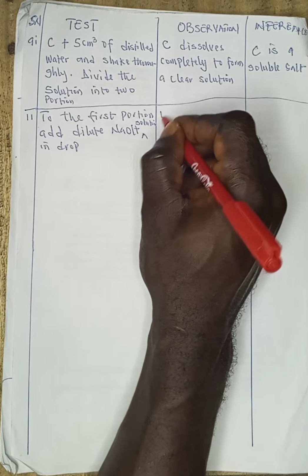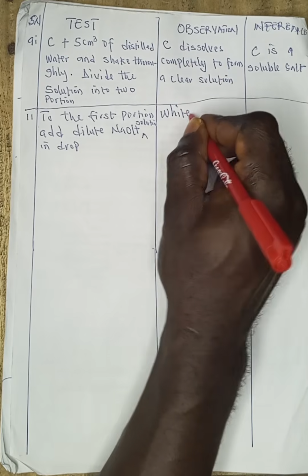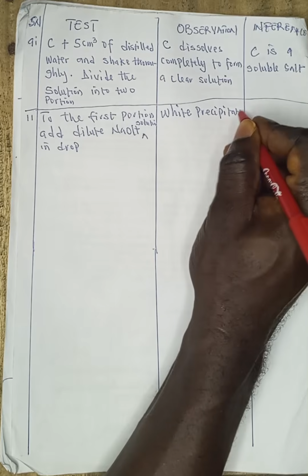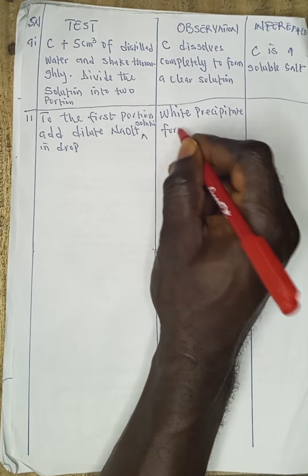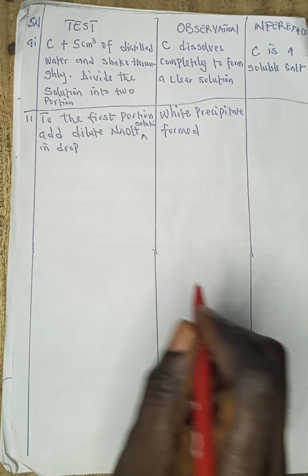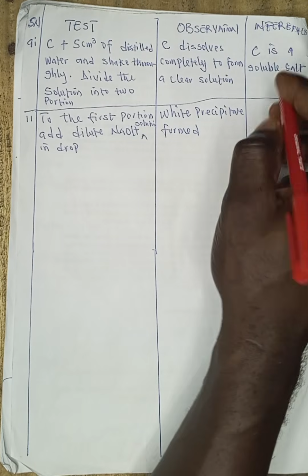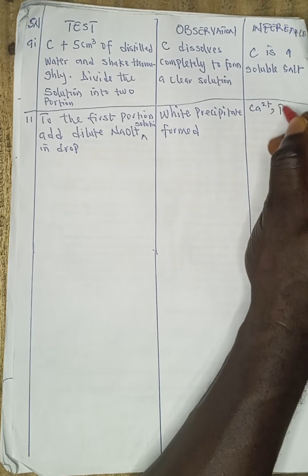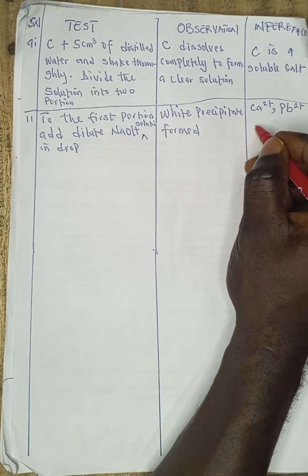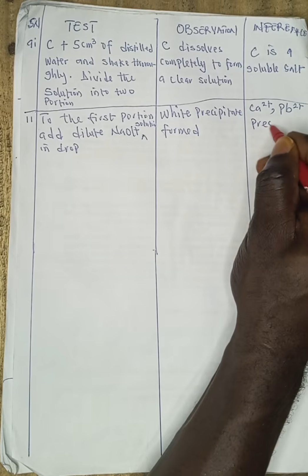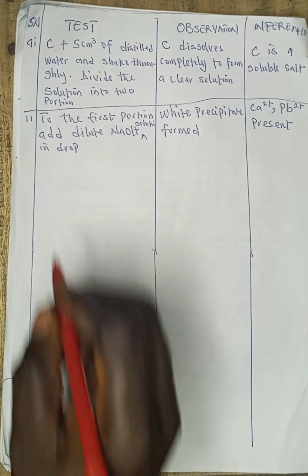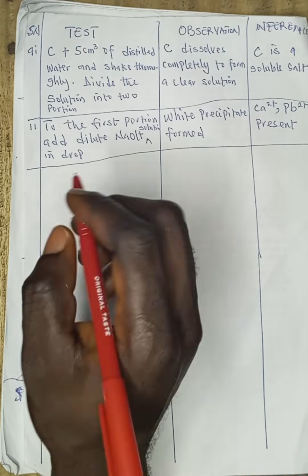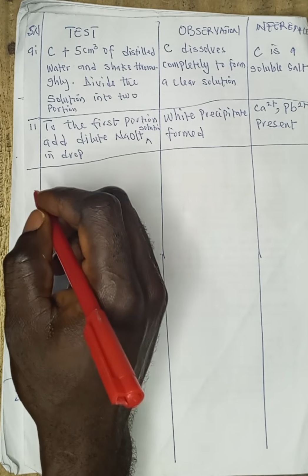Here you are going to report white precipitate formed. Some people can say observed or formed. The ions that are present under inference, you say calcium ion and lead ion present. Are you following? So the next thing, you draw a line, because after each step you are asked to draw a line.